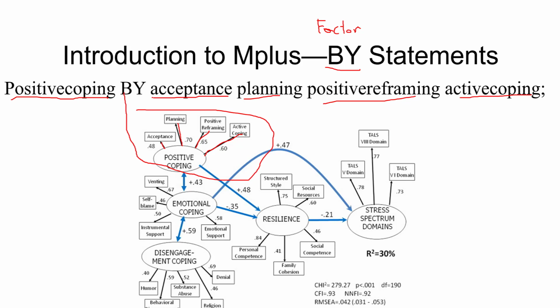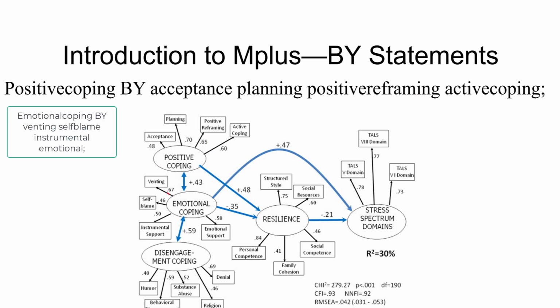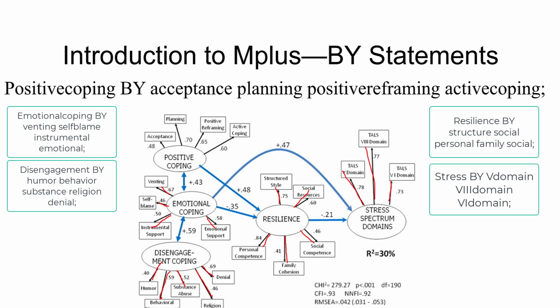We'll have to do the same type of statement. We'll have 5 different statements with BY statements. So we'll have emotional coping by venting, self-blame, instrumental support, and emotional support. Another BY statement, disengagement coping by humor, behavioral disengagement, substance abuse, religion, and denial. A 4th one, resilience by personal competence, family cohesion, social competence, resources, structure, style. And then a 5th one, stress domains by these 3 stress domains. So that draws out most of our model right there.